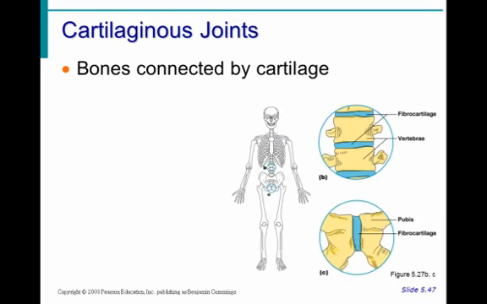Then we have the cartilaginous joints, where bones are connected by cartilage, as we see in the pubic symphysis and in the spaces in between the vertebrae. You see the pad of cartilage here separating each of the bones. This allows for cushioning and a little bit of flexibility and range of motion.